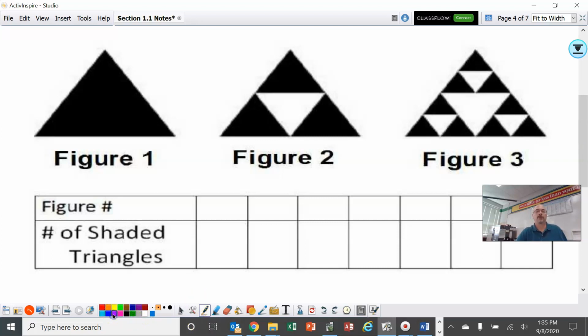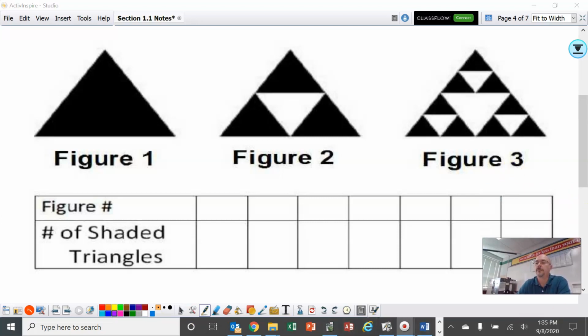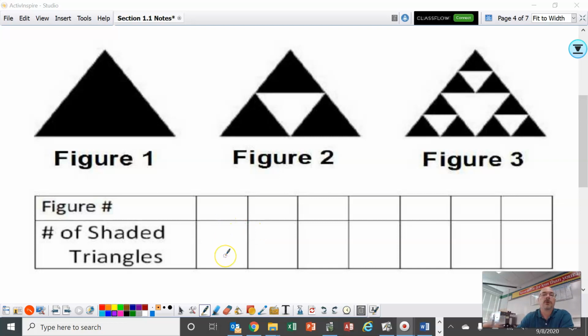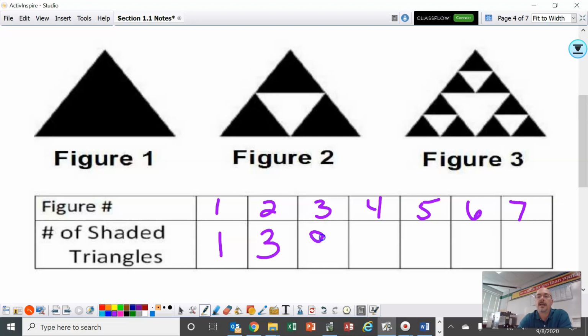All right. So again, we follow it just like in the last lesson. So we've got figure number 1, 2, 3, 4, 5, 6, 7. In figure number 1, how many shaded triangles do we see? 1. In figure number 2, I see 3 shaded triangles. And in the next one, 1, 2, 3, 4, 5, 6, 7, 8, 9.